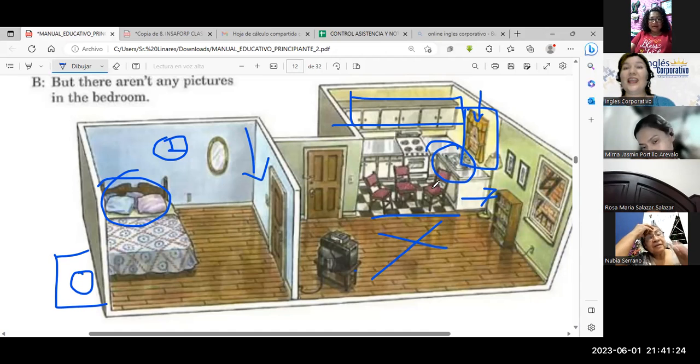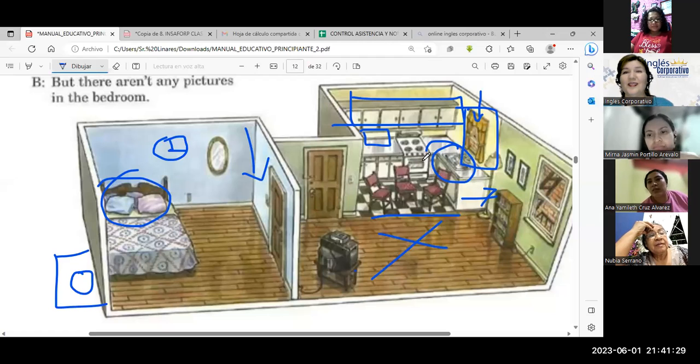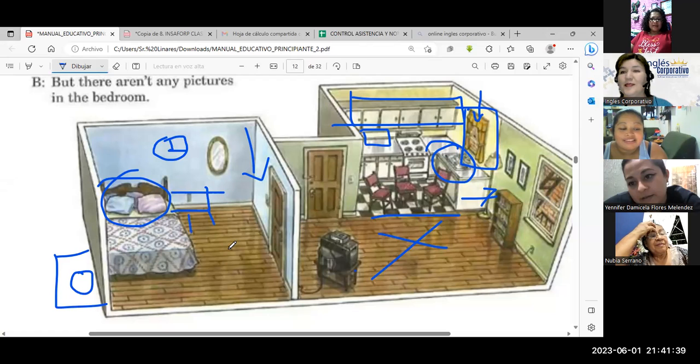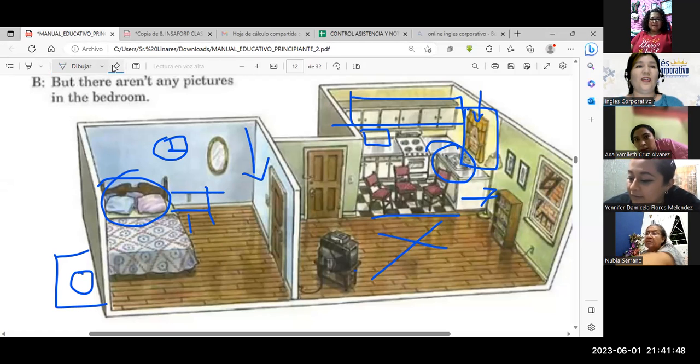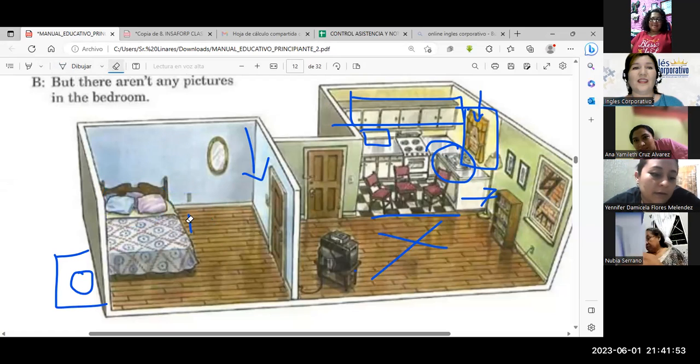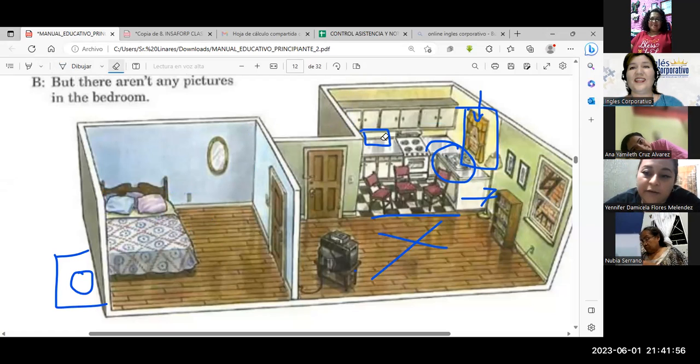There isn't a microwave, right? No tiene microwave tampoco. There isn't a night table, right? She doesn't have one. There isn't a blender. It's true, right? No hay licuadora. And for sure, there's no cat. There's no dog, right? She doesn't have pets. There isn't a coffee maker, right?